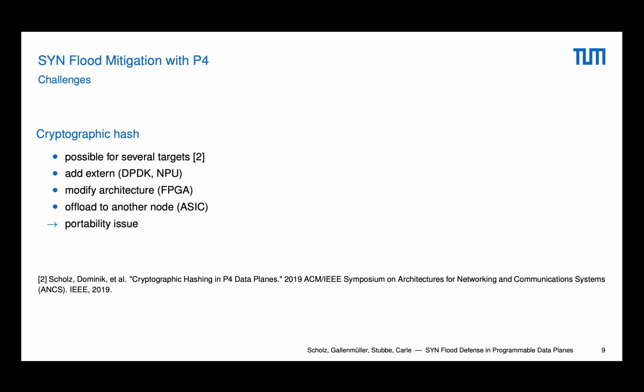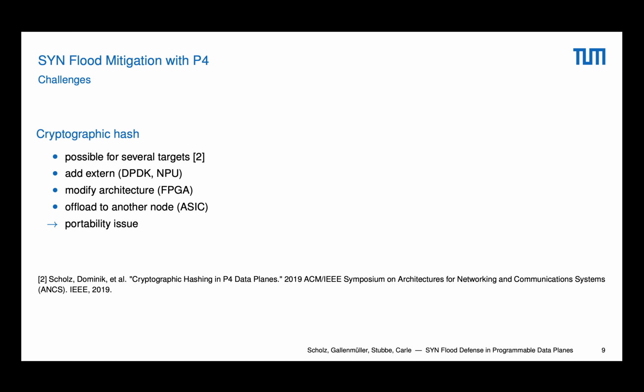For FPGAs, you can, for instance, modify the architecture and add a hashing IP core somewhere in the pipeline. And for ASICs, of course, you can't change the behavior of the ASIC, so you need to be more creative and offload this functionality to another node. So clearly you see we have portability issues here that arise depending on the concrete target that we are using.